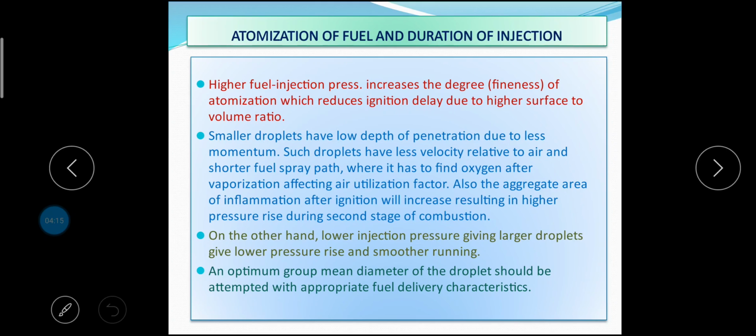Also, the aggregate area of inflammation after ignition will increase, resulting in higher pressure rise during the second stage of combustion. On the other hand, lower injection pressure giving larger droplets gives lower pressure rise and smoother running. An optimum group mean diameter of the droplet should be attained with appropriate fuel delivery characteristics.